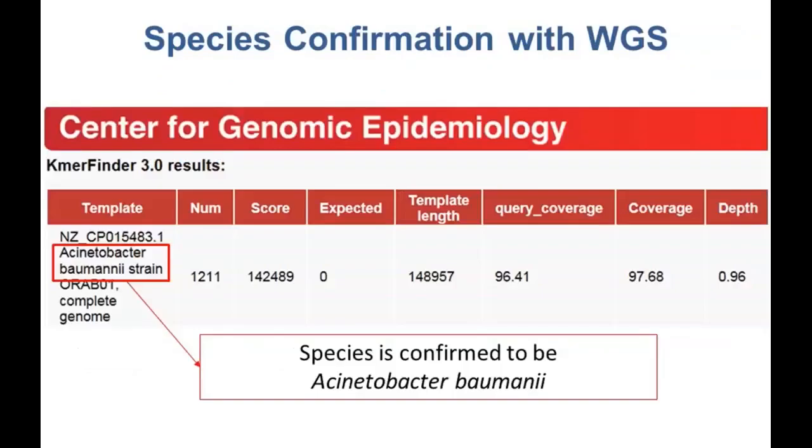We first confirmed that the species was Acinetobacter baumannii. This was important because one of the isolates was submitted as Acinetobacter baumannii or haemolyticus. In most cases, we determined the species using a genome-genome comparison between our isolate and a reference database of sequences. Next slide.